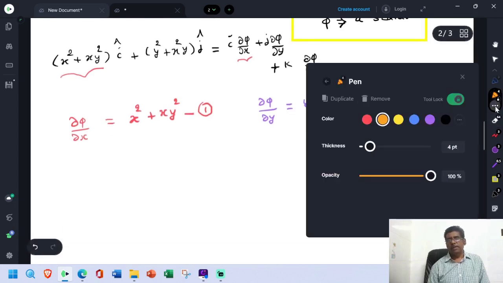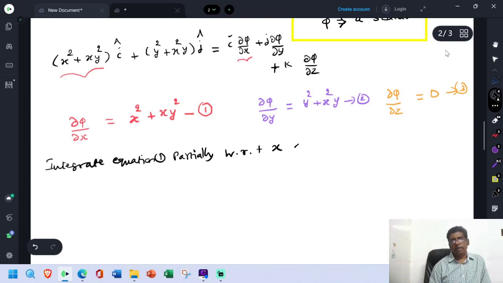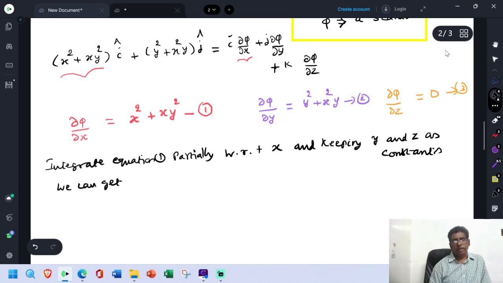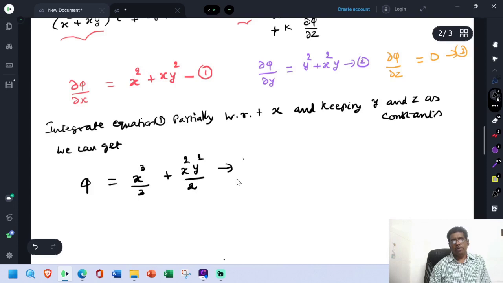Now integrate equation 1 partially with respect to x and keeping y and z as constants, we can get φ equal to x cube by 3 plus x square y square by 2. See, this is equation number 4.